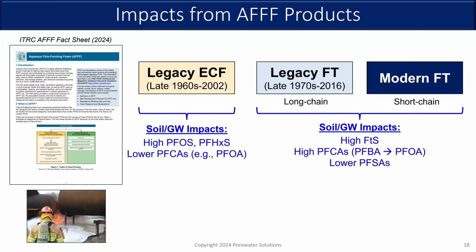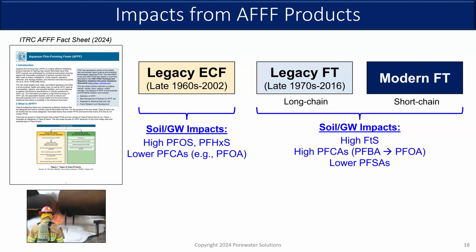With the FT-based AFFF products, when those are released into the ground, we obviously see high 8:2 FTS sometimes, typically high 6:2 FTS. I've seen pretty low 4:2 FTS. I haven't seen that very high at most sites. And we see the high carboxylates, PFOA down to PFBA.